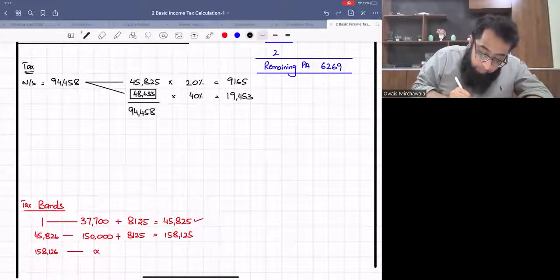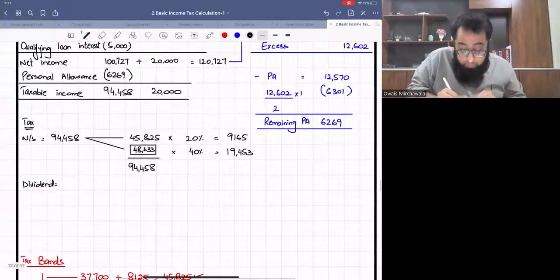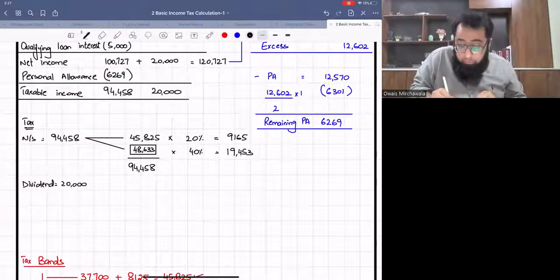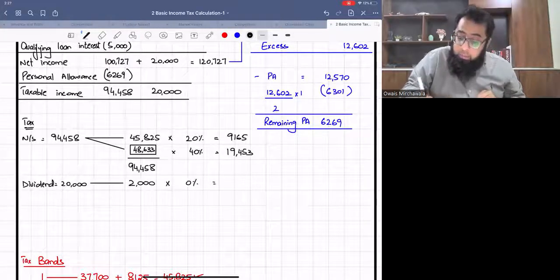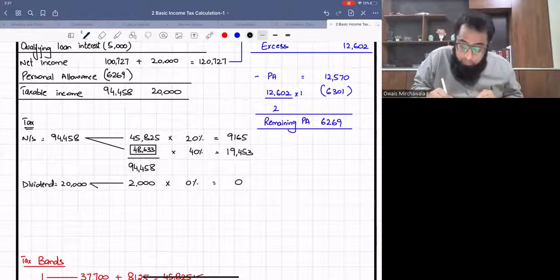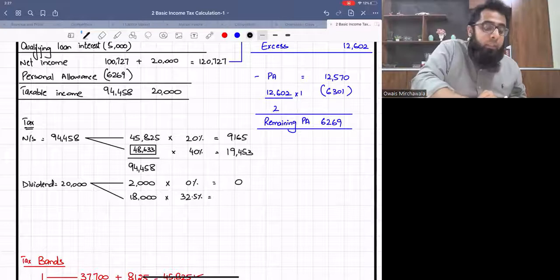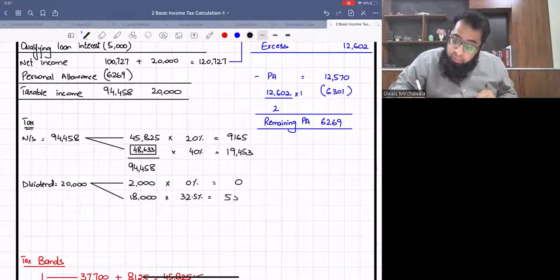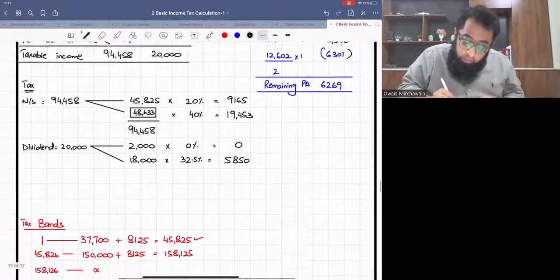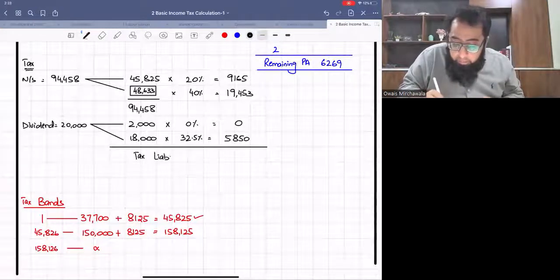Now, since the basic rate band is already used, the dividend income was 20,000. In dividend income, you all know that the first 2,000 is always taxed at 0%. So it is 0. And the remaining 18,000, we are in the higher rate band, so it will be taxed at 32.5% because the basic rate band was used in non-saving. So it's 5850. We will add up all the taxes to arrive at the tax liability.